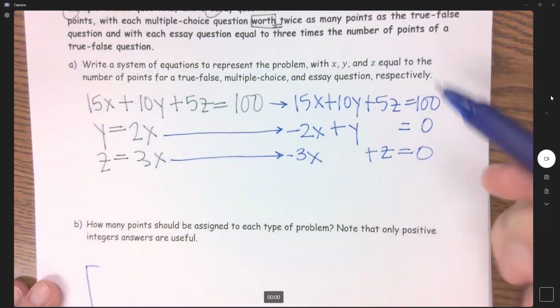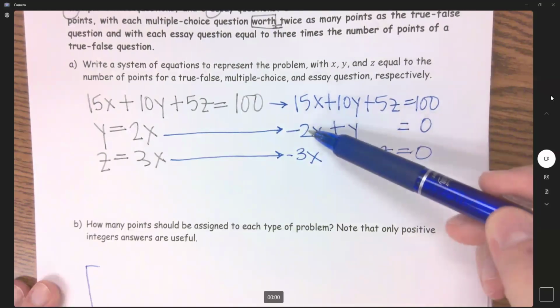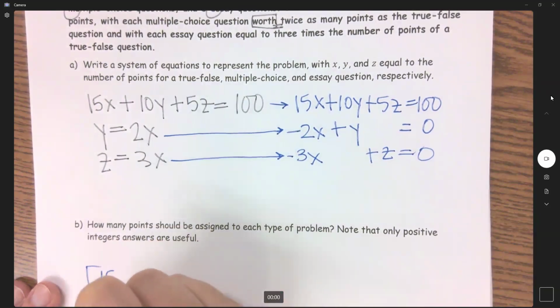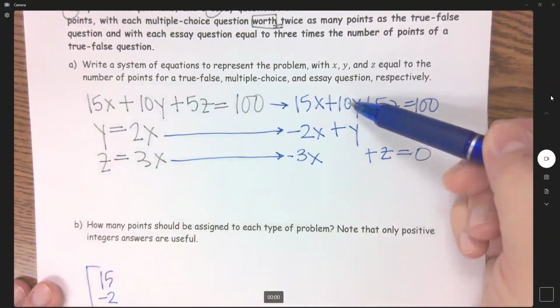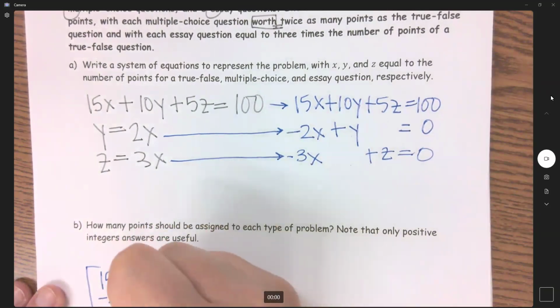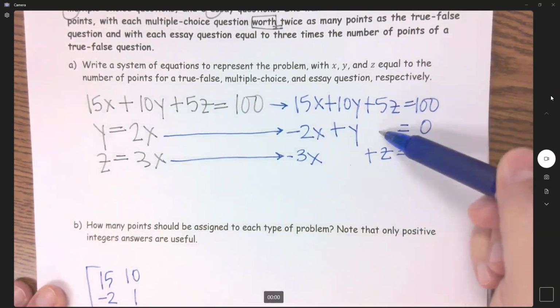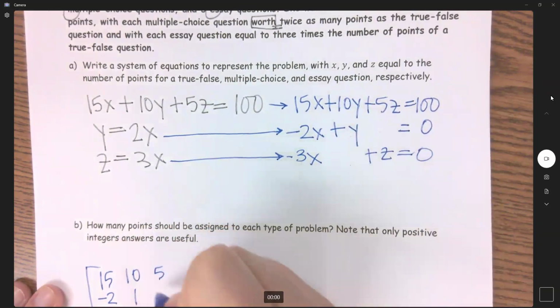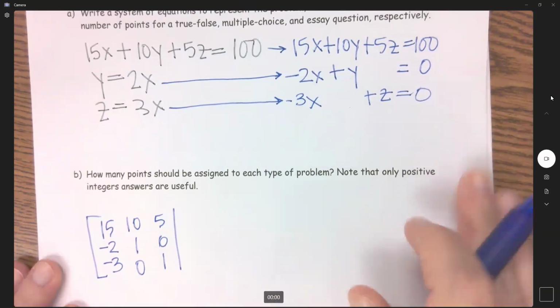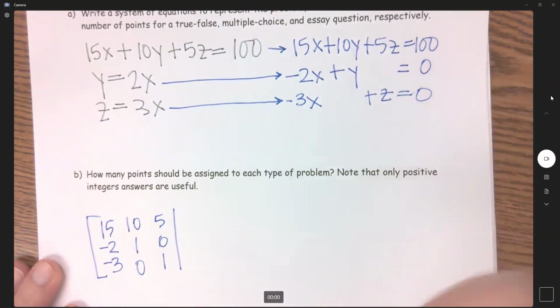So my augmented matrix is my x column is 15, -2, -3. My y column is 10, 1, 0. My z is 5, 0, 1. There's my equals. And equals 100, 0, 0.